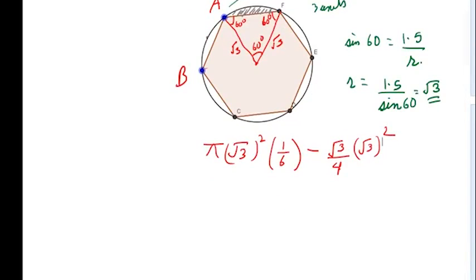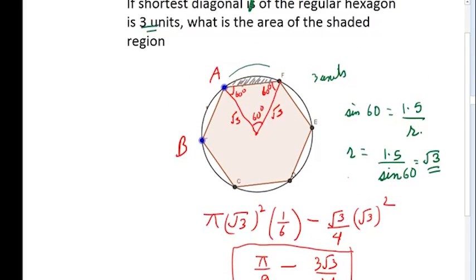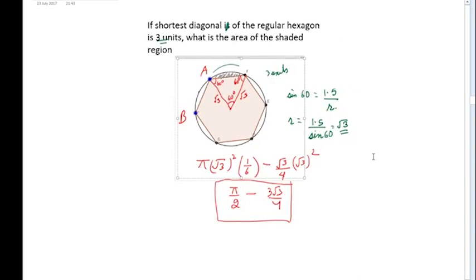Now you may need to simplify it depending on how the question is asked and so on. It should not be very difficult actually. Pi by 2 minus 3 root 3 by 4. So this is what you get. Slightly more work needed, but not very tough work needed. So hopefully it's all clear. I'll just zoom out a bit so that you can see the entire thing.